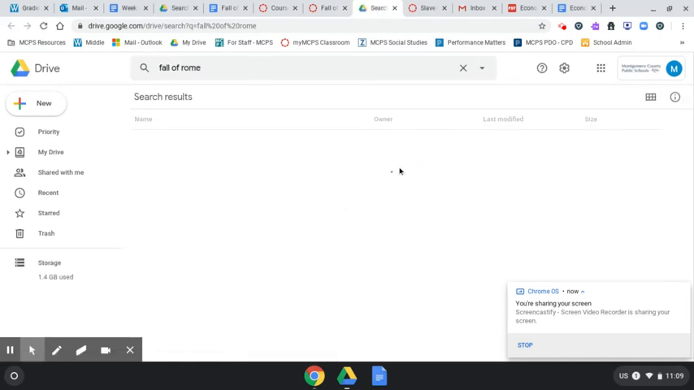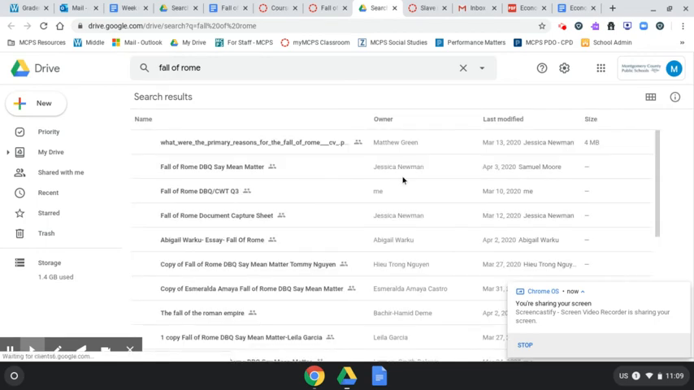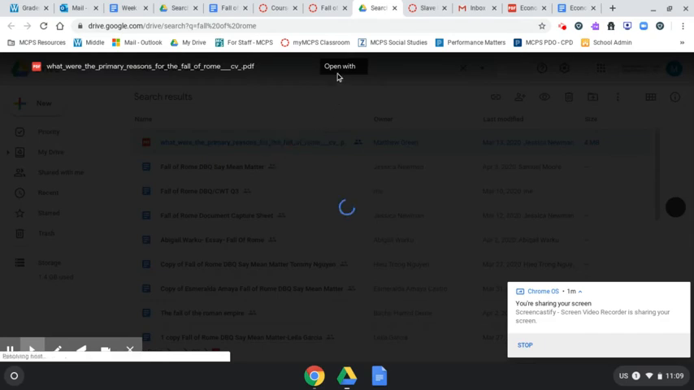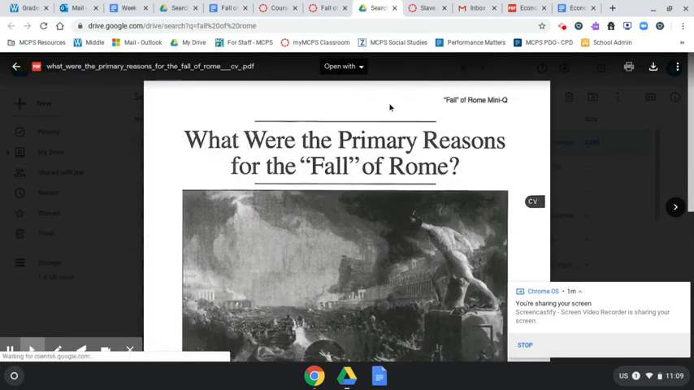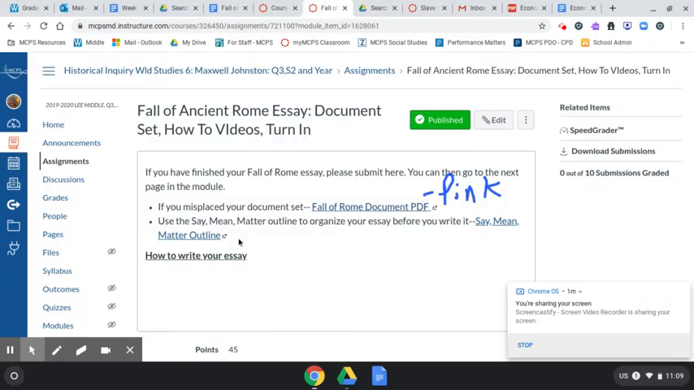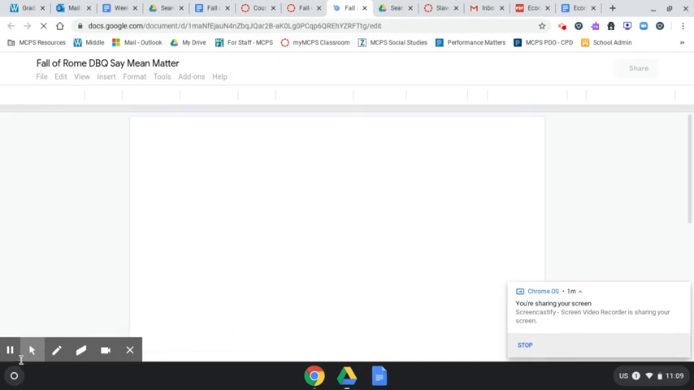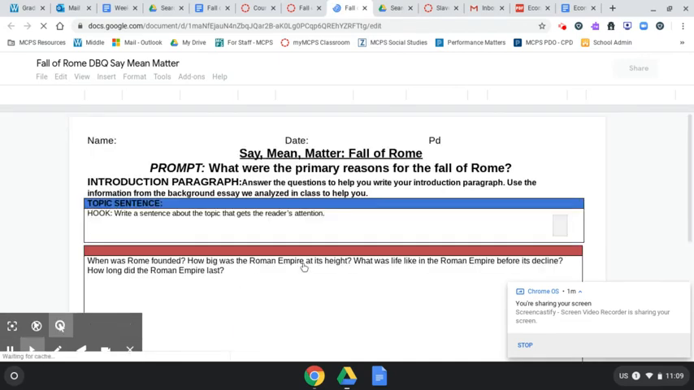It's just a PDF, so when you click on the link, you're going to need to make sure you open up that link. And then also make sure you open up the outline or have the paper versions in front of you. All right.